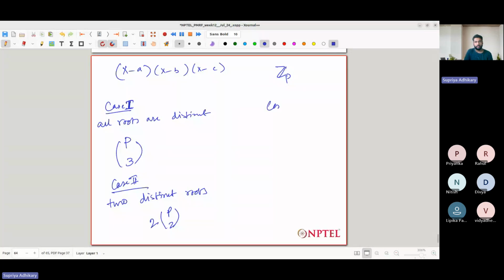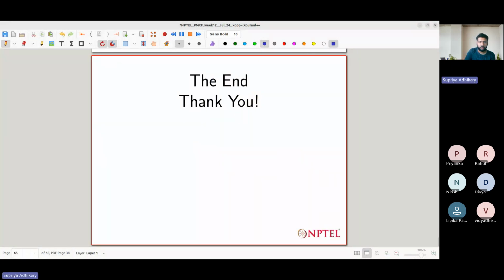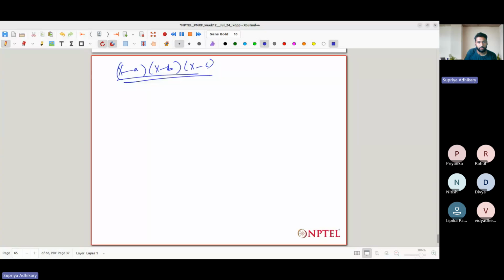Okay, and case 3 is that all the roots are the same, and there are only P many possibilities because the polynomials are of this form, and the number of ways that we can construct such polynomials is basically how many ways we can choose this element A from ZP, and that is P. So the total number of polynomials of this form, x minus A, x minus B, x minus C, is nothing but P choose 3 plus twice P choose 2 plus P.